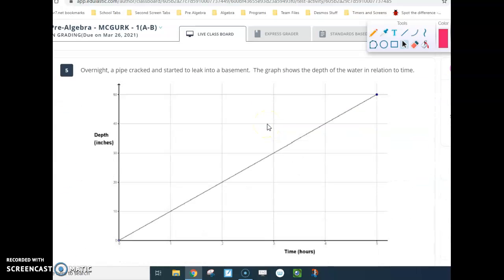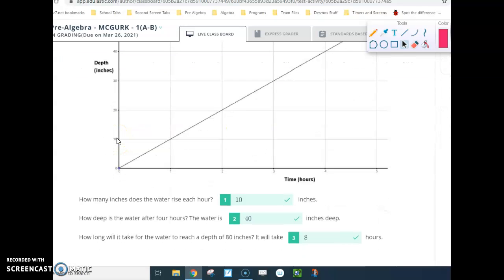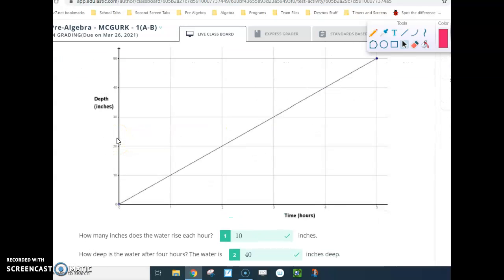Okay, on number 5, you have a graph measuring the depth of some water and time. So how many inches does the water rise each hour? And so here is hour 1. And so if I come over here, I can see that that is 10. So it rises 10 inches per hour. How deep is the water after 4 hours? So I come up here, here's 4 hours. And I look up at this point on the graph and it is 40 inches deep.